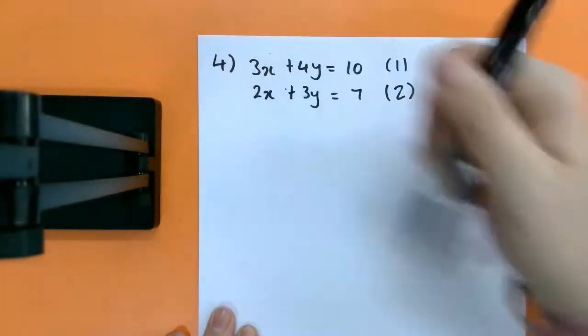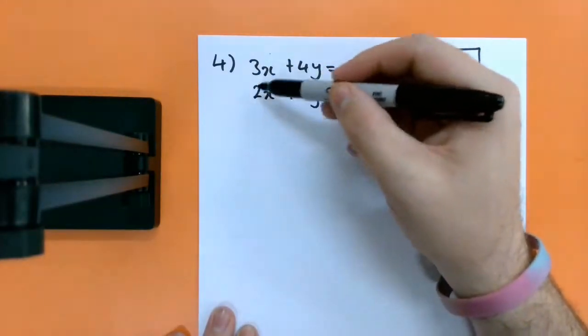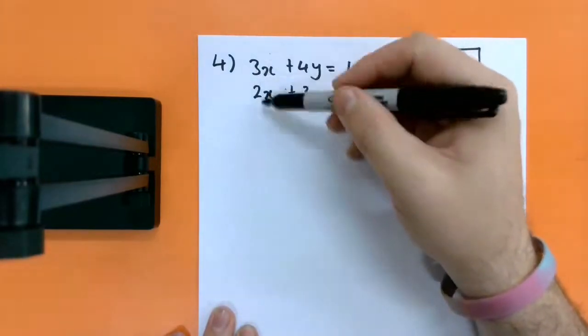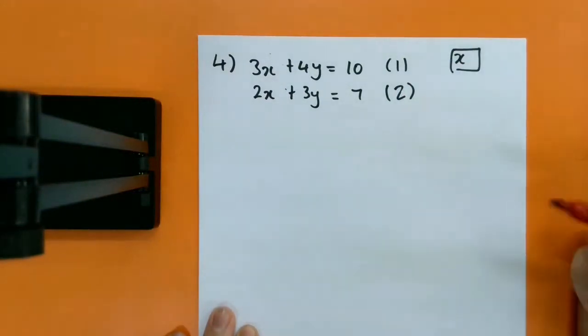Right, let's just say I'm trying to do that. If I multiply this 3 by 2, which is the coefficient of the second one, we get 6. And if I multiply this 2 by 3, we also get 6. That means we're going to have the same coefficient going on here, okay? Which is what we want so we can eliminate x.